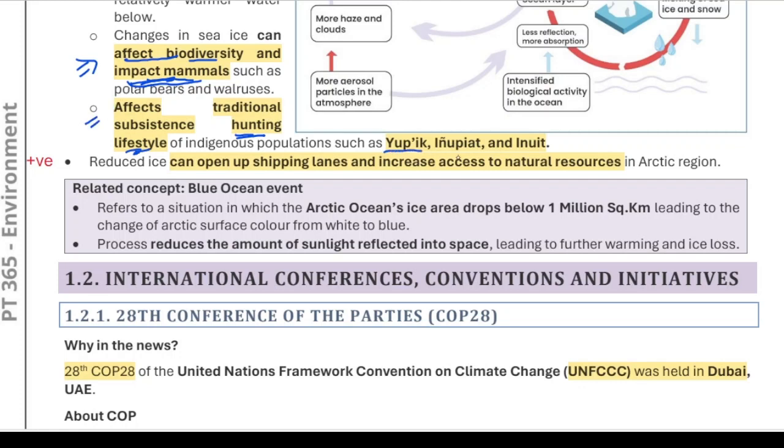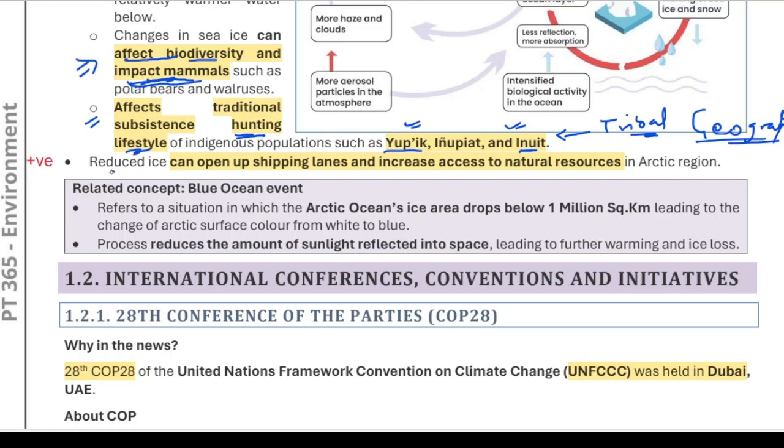So the Yupik and Inuits are the tribal people living in this Arctic region. You must remember these names because this is important for the geography aspect.